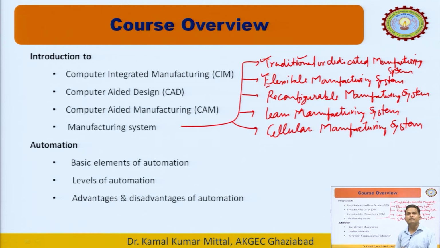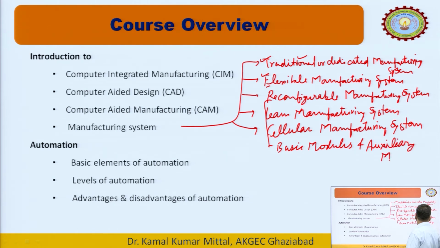Then third is the reconfigurable manufacturing system. This is basically a modular type of manufacturing system, or we can say an advanced manufacturing system. In this system, both software and hardware are modular in nature. Modular means there are 2 types of modules, basic modules and auxiliary modules. So basic modules are not easily reconfigured.